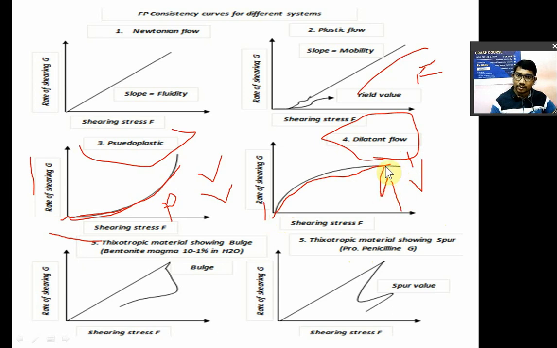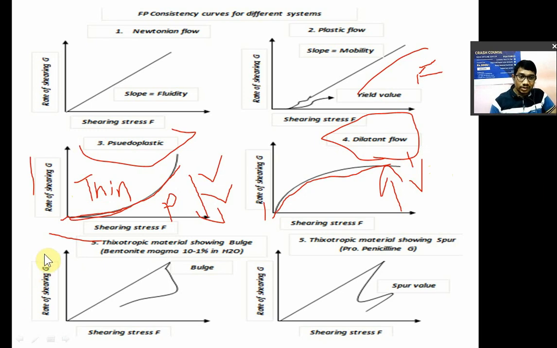In dilatant flow, volume and viscosity increase. In pseudoplastic flow, they decrease when you apply stress, and that's why those are known as shear thinning systems. But materials showing dilatant flow are known as shear thickening systems.